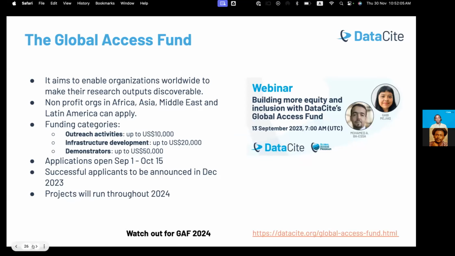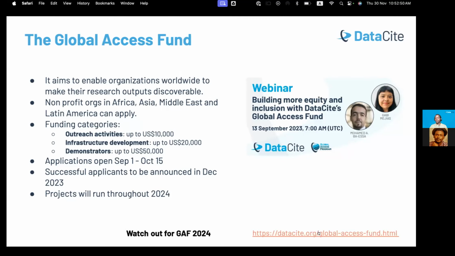For outreaches, if you request funding, you can get up to 10,000 US dollars. For infrastructure development, you can get up to 20,000 US dollars. And for demonstrators, we are giving up to 50,000 US dollars. We are giving to a number of organizations and individuals that submitted. The application opened on September 1st and closed on October 15th. The review is getting to the end, and those that are successful will be announced in the month of December. The project will run throughout 2024.